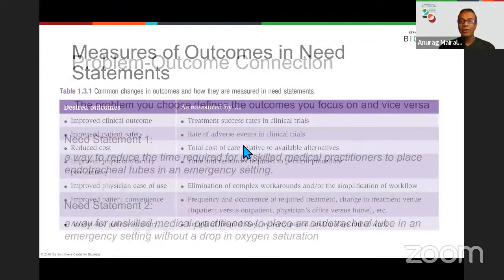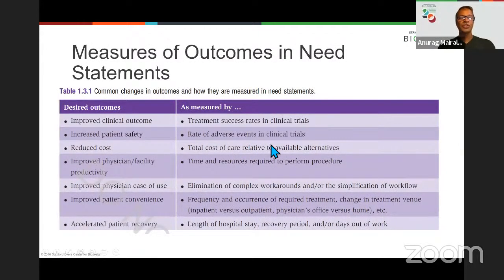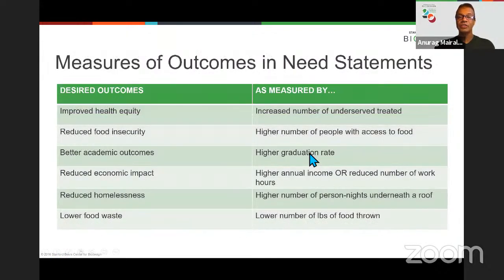All right. So here are some measures of outcomes. If you want help in thinking about these outcomes, if you're in healthcare, you think about treatment success rate, rate of adverse events, total cost, time resources required, frequency and occurrence of treatment. Those are all measures of outcome. For non-medical situations, it could be increased number of underserved treated, high number of people with access to food, higher graduation rate we talked about earlier, or a higher number of person nights underneath a roof. These are for people who are homeless.